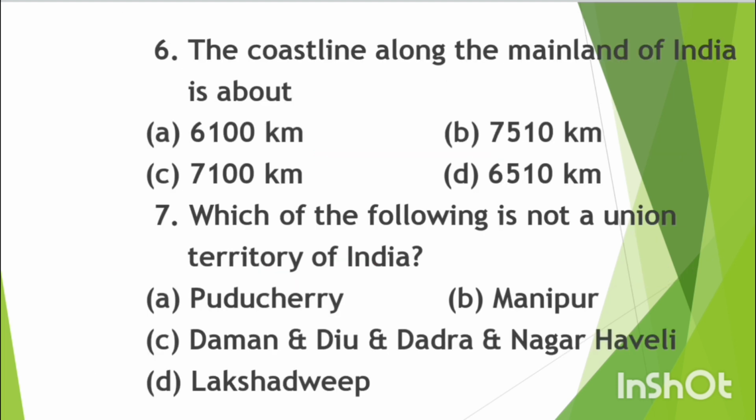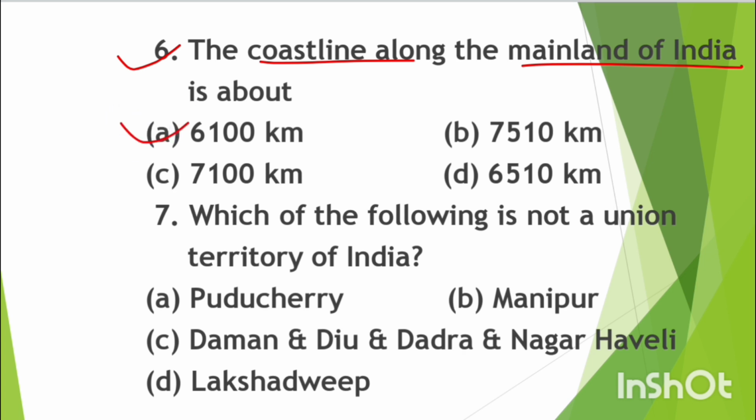Next question, question number 6. The coastline along the mainland of India is about. Option number A, 6100 km. Option number B, 7510 km. Option number C, 7100 km. Option number D, 6510 km. So answer for this question, option number A, 6100 km.